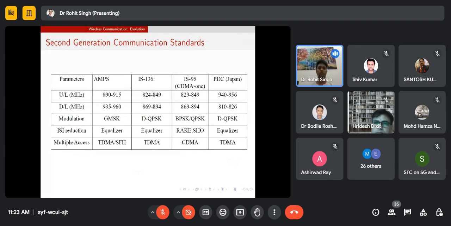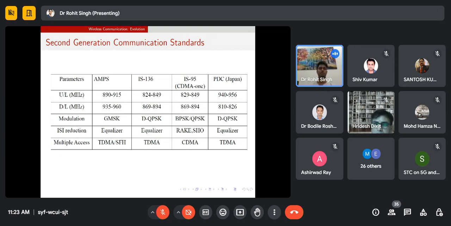This is an overview of the second generation communication system. The bands are more or less the same. So again, IS-136, which was earlier TSES, is again using the 824 to 849 bands, but now the information is being transmitted in the form of digital bits. Also, as we can now represent data in terms of bits, we can now use an equalizer to get rid of channel impairments.